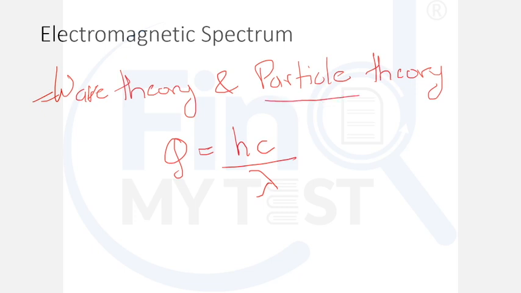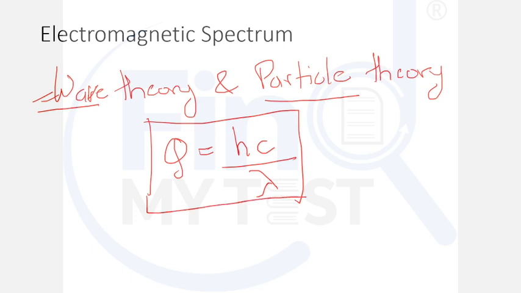Particle theory suggests that light travels in the form of particles, that is discrete particles, which we call photons or quanta. Wave theory suggests that light travels in the form of a wave. Both of them come down to this formula, that is Q is equal to hc upon lambda. The unit becomes joule, as Q is the energy of the particle or the energy of the wave. This can also be written as Q is equal to h into nu.